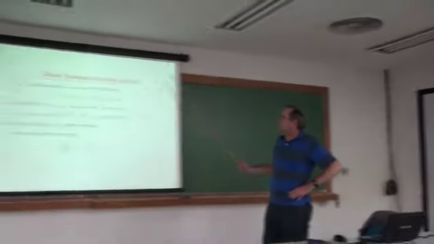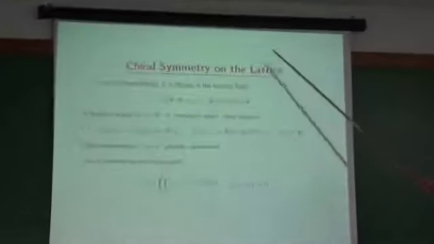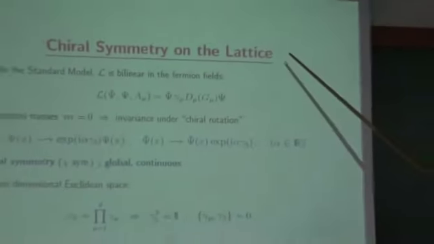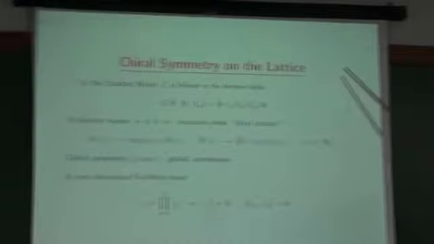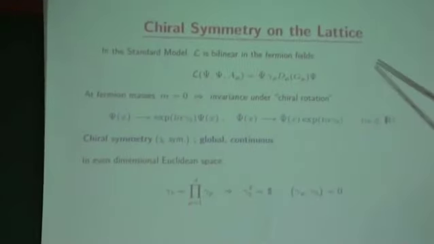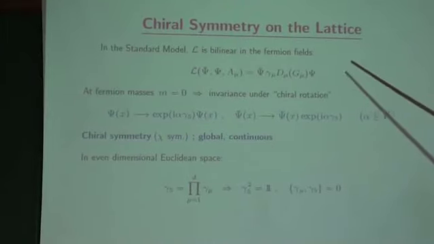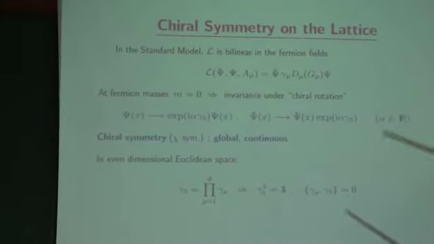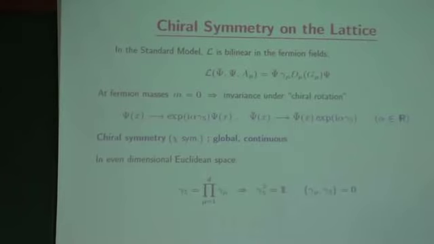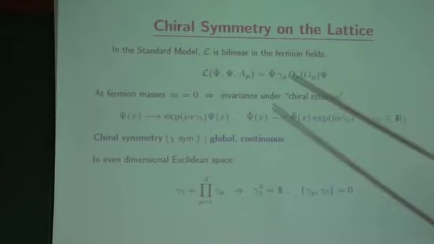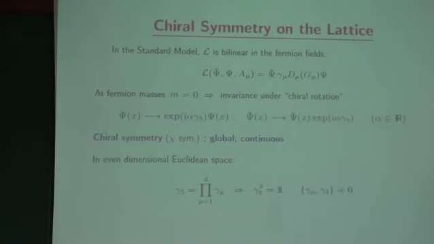Okay, so good, we get into the last part where we discuss chiral symmetry. Chiral symmetry, a fermionic symmetry, and how to implement it on the lattice. First, we recall what chiral symmetry is in the continuum, and then we discuss if we can formulate the lattice regularization in such a way that the chiral symmetry is not badly broken. This is very important for regularization.